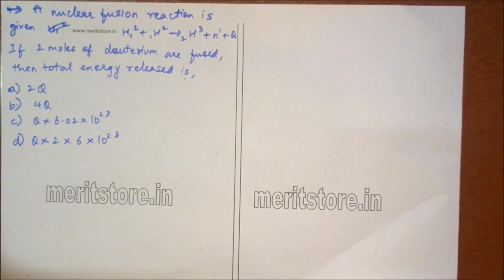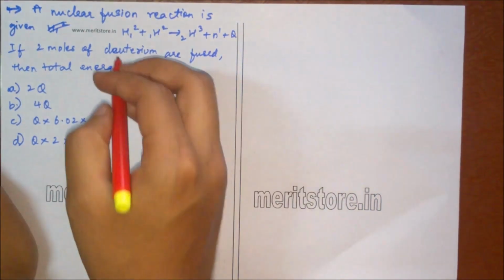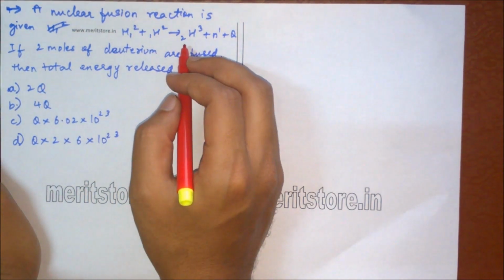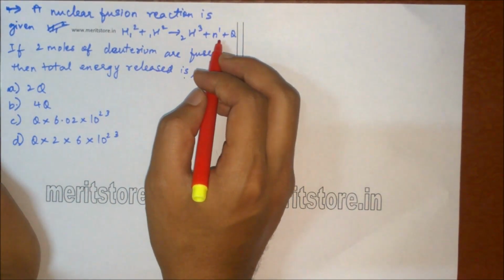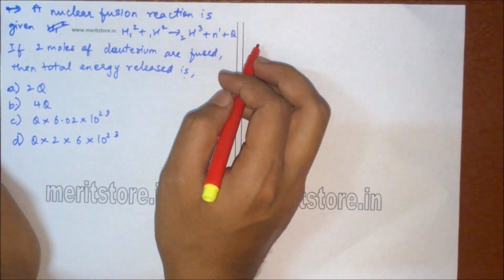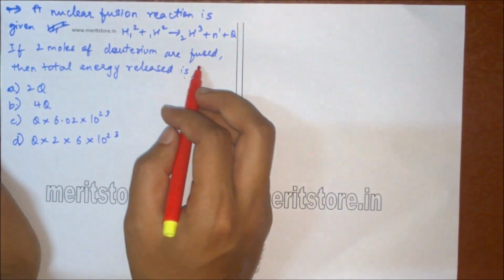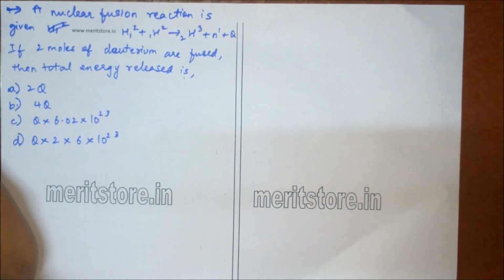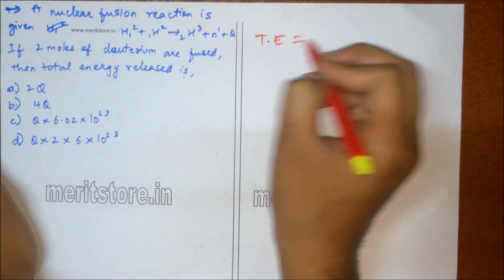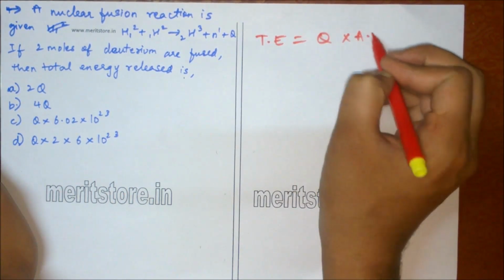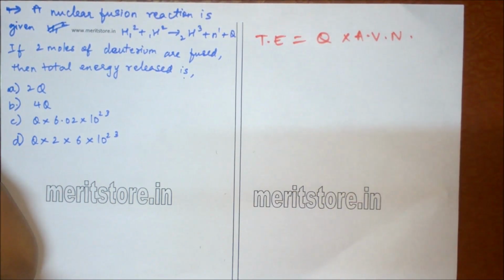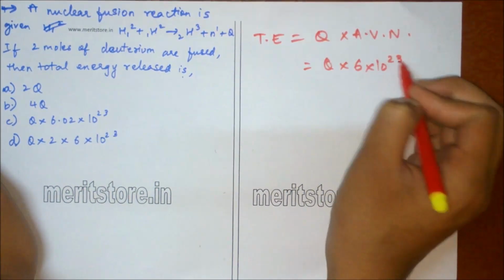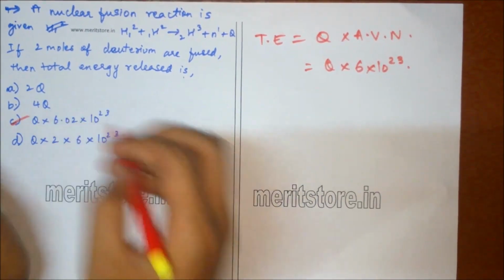Nuclear fusion reaction is given: two deuterium nuclei fuse to form helium with mass number 3 and atomic number 2, plus 1 neutron is released, plus energy. If 2 moles of deuterium are fused, then the total energy released is? So we have to find the total energy released, that is Q into Avogadro number, which is equal to Q into 6 into 10 raised to 23. Option C is the correct answer.